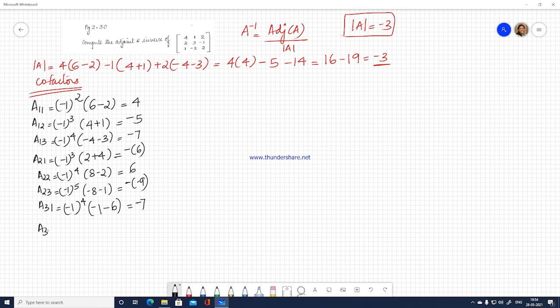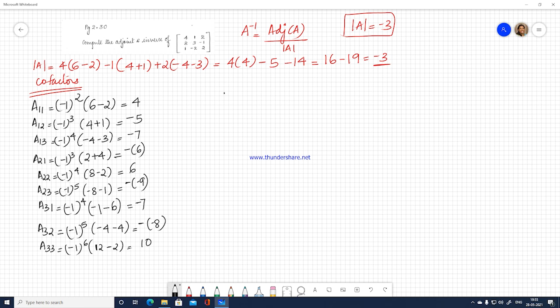Now A32 is equal to minus 1 raised to 5. Okay, so cover this column and the row. It will be minus 4 minus 4. So minus of minus 8. A33 is equal to minus 1 raised to 6. 4 into 3 is 12, minus 2, 10, so it is 10.